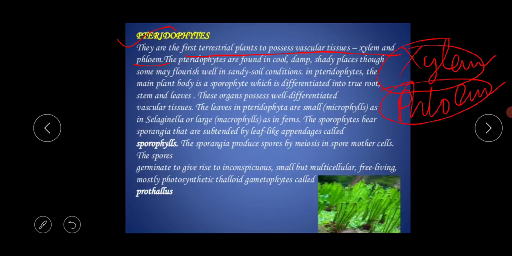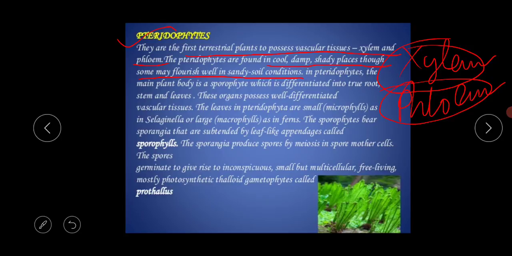These pteridophytes are found in cool, damp, shady places though some may flourish well in sandy soil conditions. So you can say the bryophytes also you have found in cool, damp, shady places. In the pteridophytes also the same thing happens. So these kinds of plants are found in cool, damp, shady places though some may flourish well in sandy soil conditions.